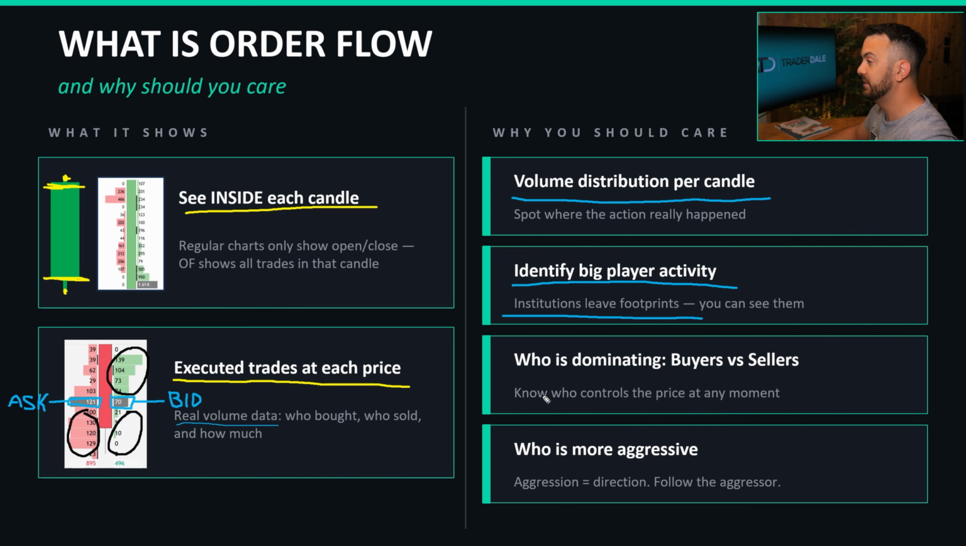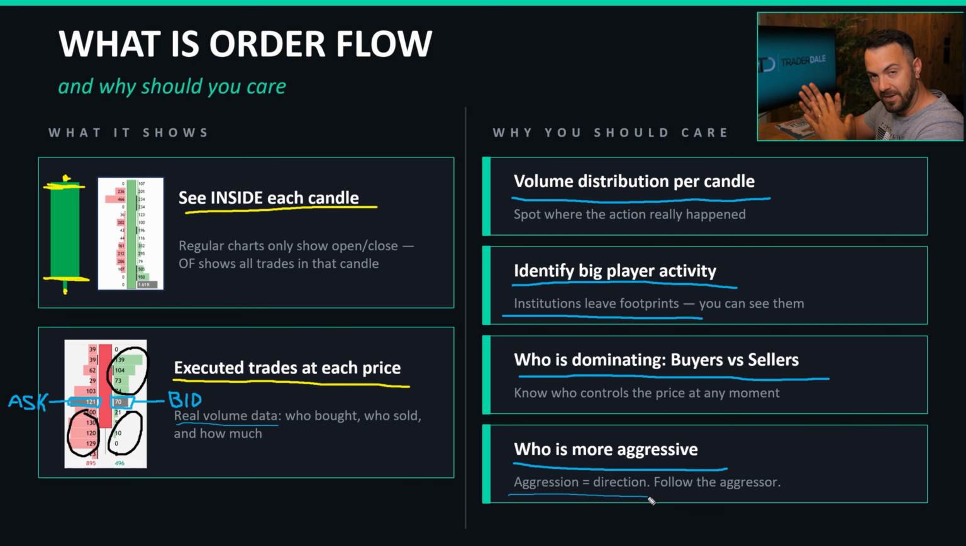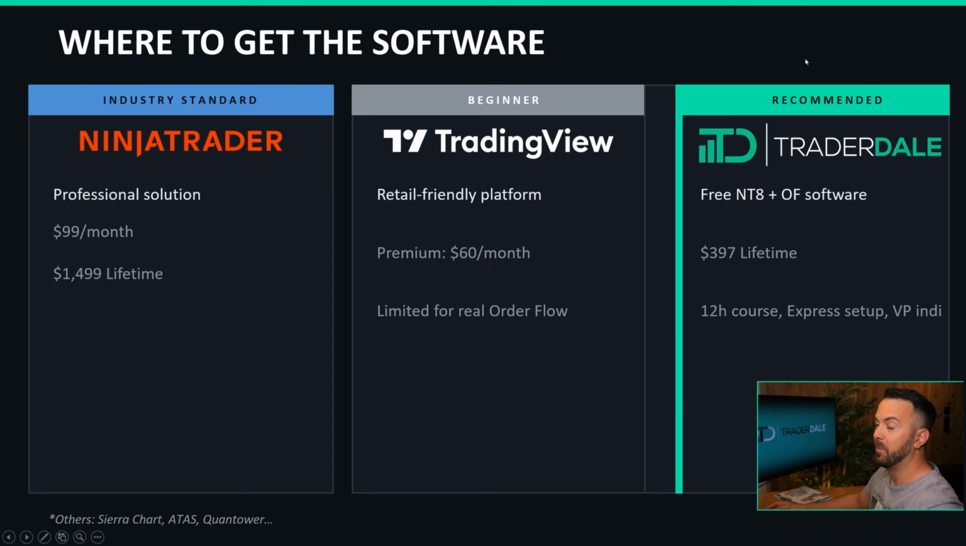We can also see who is dominating the market, whether buyers or sellers, which is very important. And also, we can see who is more aggressive, because aggression equals direction. If buyers are more aggressive, then the price goes up. So this is why we should care about order flow, and this is why it is such a fantastic tool to trade with. But before you even start trading with order flow, you need to get the software.